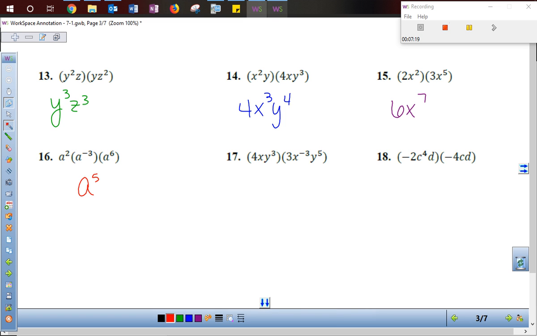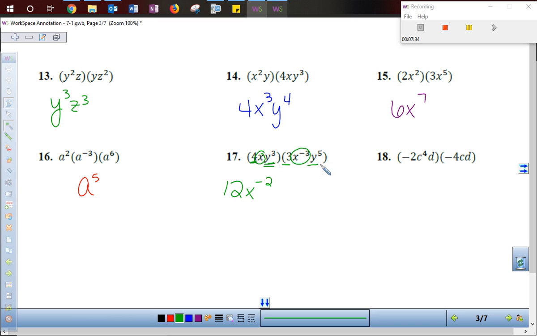On number 17, I'm going to start with my coefficients. 4 times 3 gives me 12. Then I have x to the 1st and x to the negative 3rd, which is going to give me x to the negative 2nd. And then y to the 3rd and y to the 5th, which gives me y to the 8th.